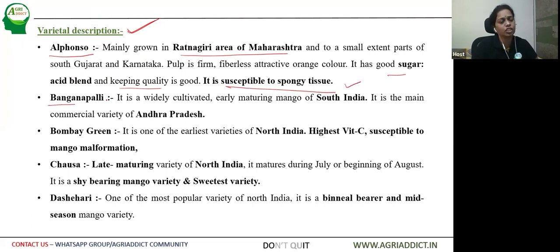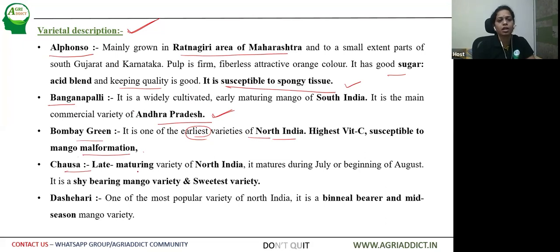Then comes Banganpalli, which is also a very popular cultivar in South India, especially a commercial variety of Andhra Pradesh. It also bears good quality fruits. Then comes Bombay Green, earliest variety. So you have to remember, the earliest variety of North India. It has high vitamin C, and the major drawback is that it is susceptible to mango malformation.